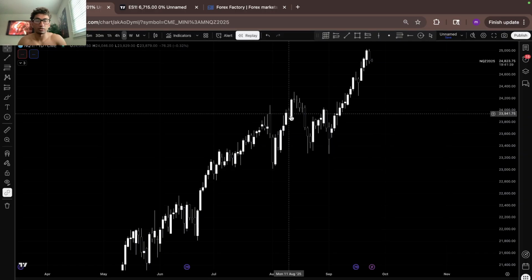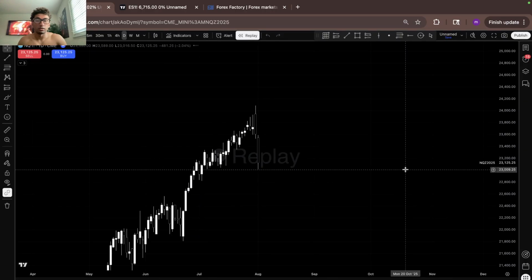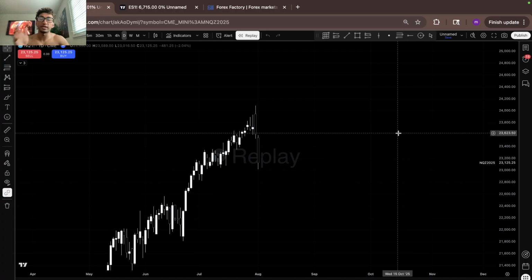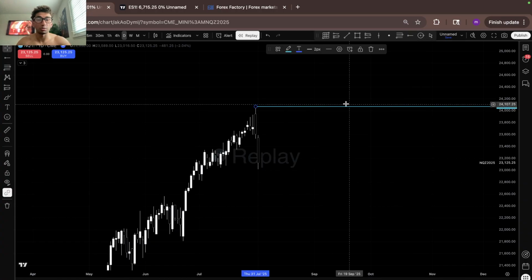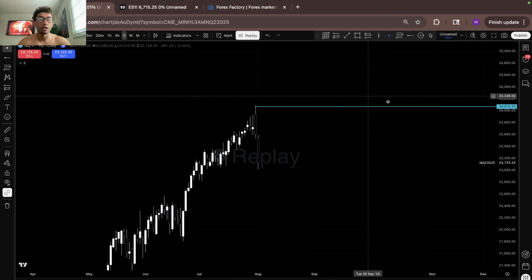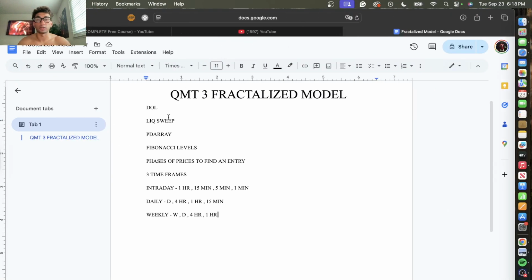So let's go over that. Okay, so again, for the weekly, you're targeting previous month high. So July 31st, this is our previous month high, so that's what we're targeting. Now we're going to look for drawn liquidity. We already had that, previous month high.